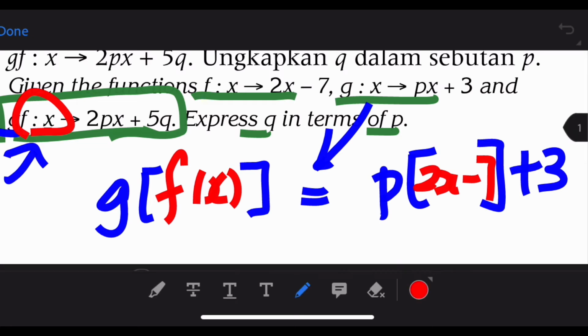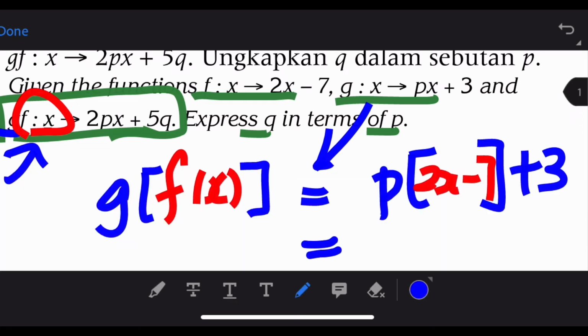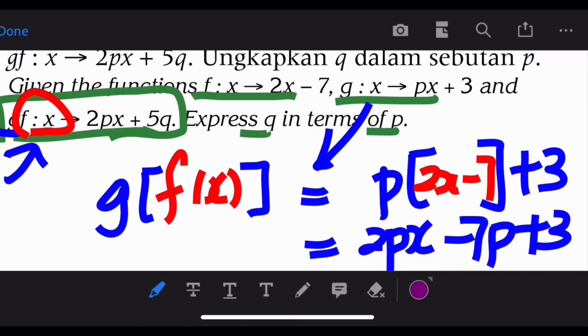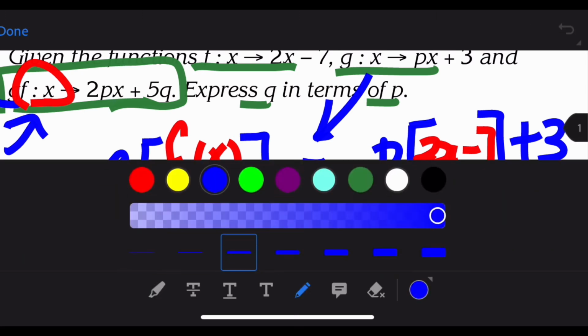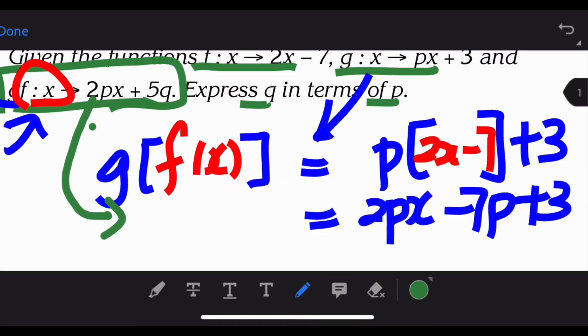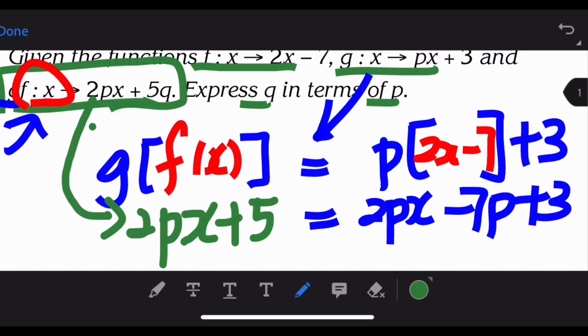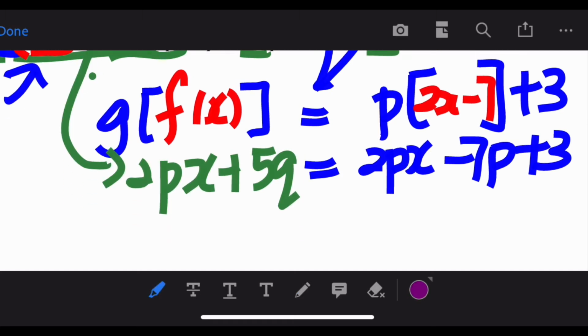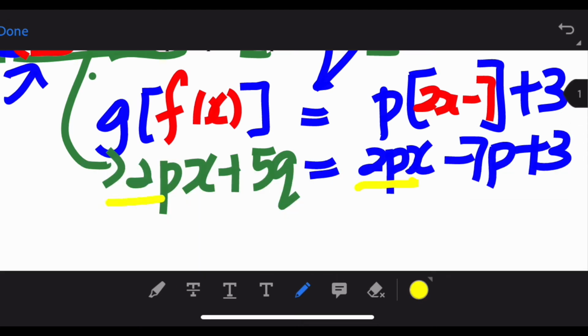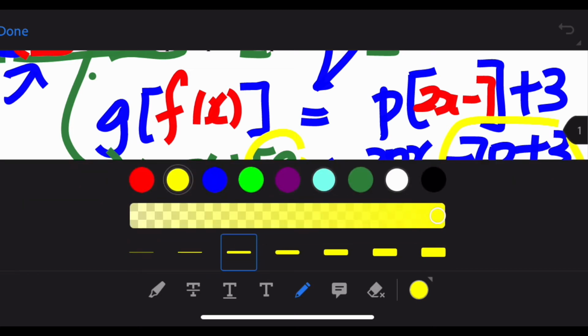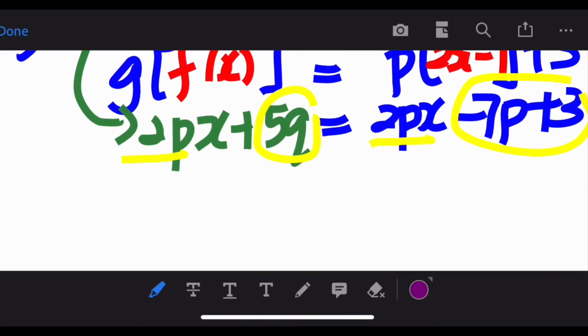Alright, let's simplify carefully. It is actually 2px minus 7p plus 3, and then only we will do the comparison. So let's copy down the function from just now, which is this one, 2px plus 5q. Now let's see, it seems like we can use a highlighter. These two are already the same. That means this thing must be equal to this thing. What does the question want? The question wants q in terms of p.